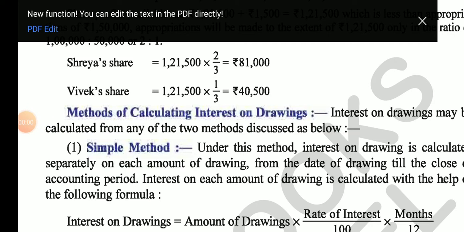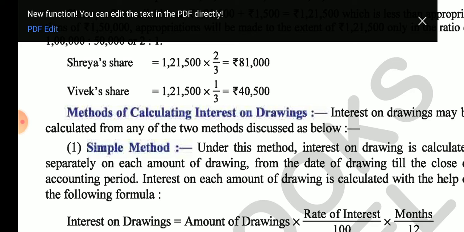Good morning, students. Today we are going to start a new topic, the method of calculating interest on drawings. Before talking about interest on drawings, I would like to talk about interest on loans taken by a partner or taken by the firm. If any loan is taken by the firm, that interest on loan is shown in the P&L account, and if taken by partners, that is also shown in the P&L account. Now we are going to the method of calculating interest on drawings.